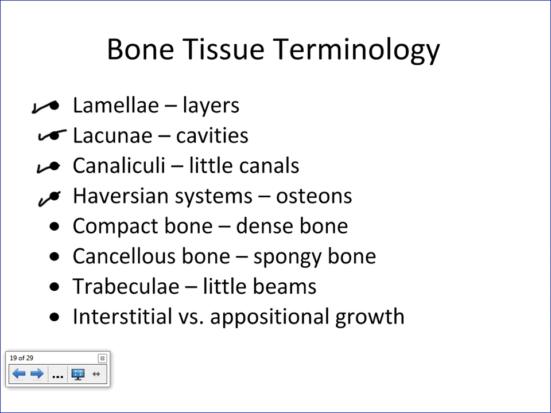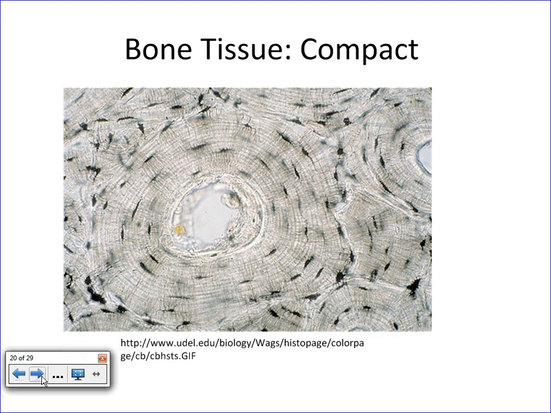And then, the most of the bone we're going to be looking at is compact bone, which is formed by these functional units called osteons, or in other books they will be called haversian systems. You'll probably hear me use osteons more often. And then remember, we've already discussed cancellous bone or spongy bone and trabeculae, the little beams that make up spongy bone. And then after I'm done talking about the histology of compact bone, I want to talk more about the remodeling process of bone tissue itself.